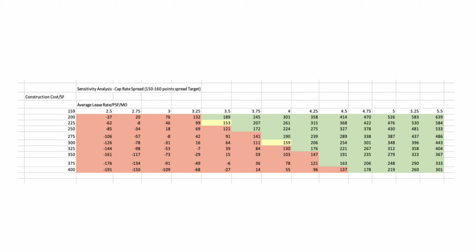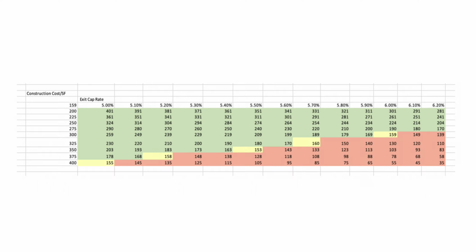The numbers highlighted represent the corresponding cap rate spread for each combination of values. This first one compares lease rates to construction costs. Green means the deal pencils, red means it doesn't. You'll notice how quickly a deal falls apart if lease rates dip slightly or if construction costs run high. Even a 10% swing in either can kill the spread.